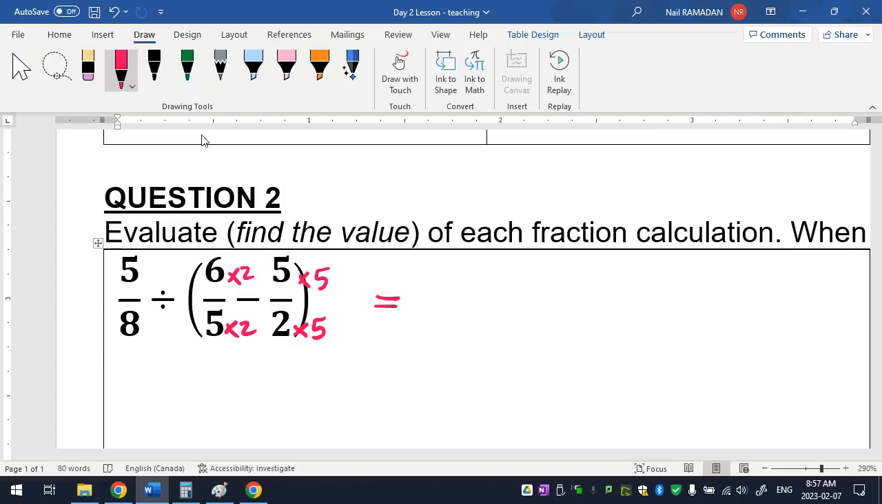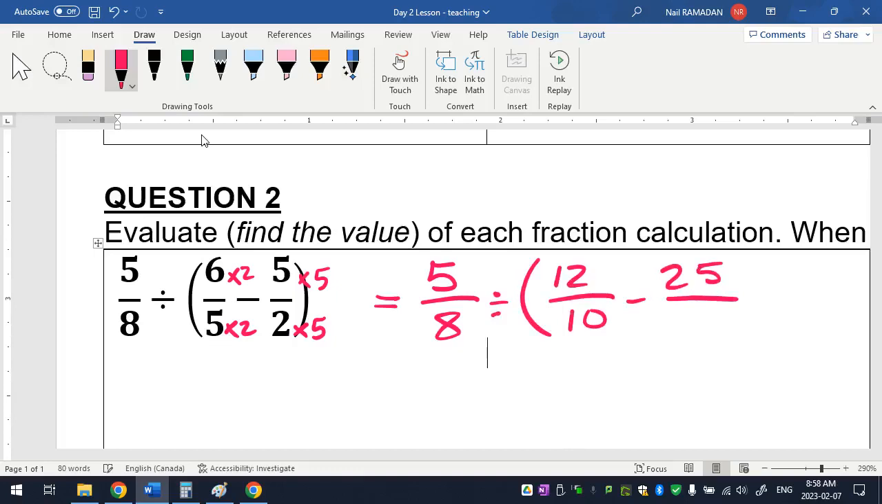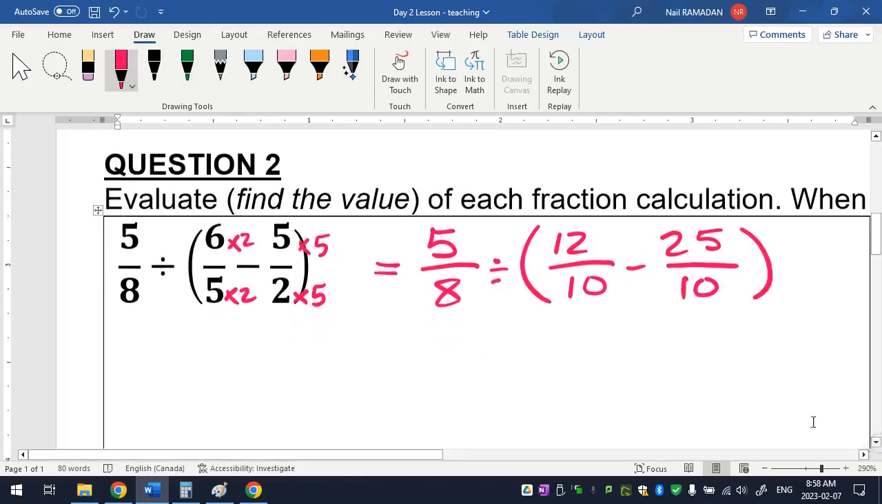So, am I going to touch this one or keep writing it as is for now? Yeah, as is. Okay, 5/8 divided by. Okay, 6 times 2 is 12. 5 times 2 is 10. 5 times 5 is 25. And 10 because I built it that way. Okay, let's keep going. Equals.